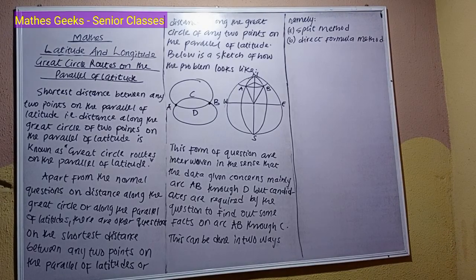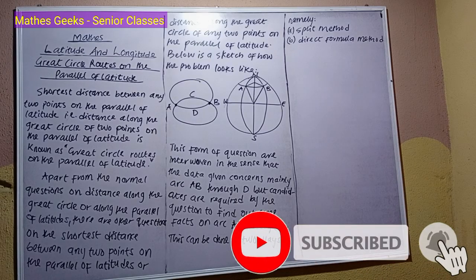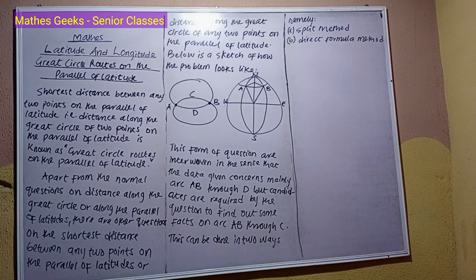Great circle routes on the parallel of latitude. The shortest distance between any 2 points on the parallel of latitude, that is, the distance along the great circle of 2 points on the parallel of latitude, is known as great circle routes on the parallel of latitude. Apart from the normal questions on distance along the great circle or along the parallel of latitudes, there are other questions on the shortest distance between any 2 points on the parallel of latitude, or distance along the great circle of any 2 points on the parallel of latitude.